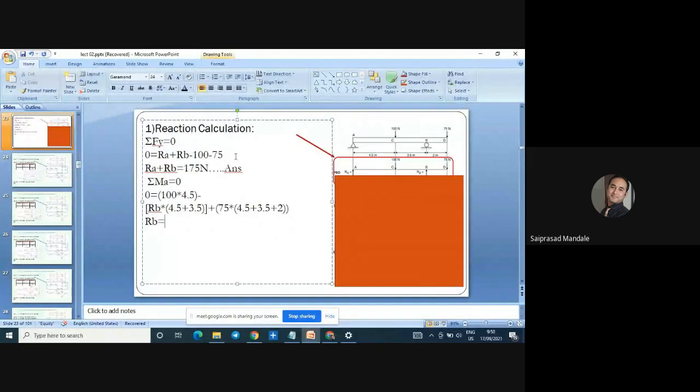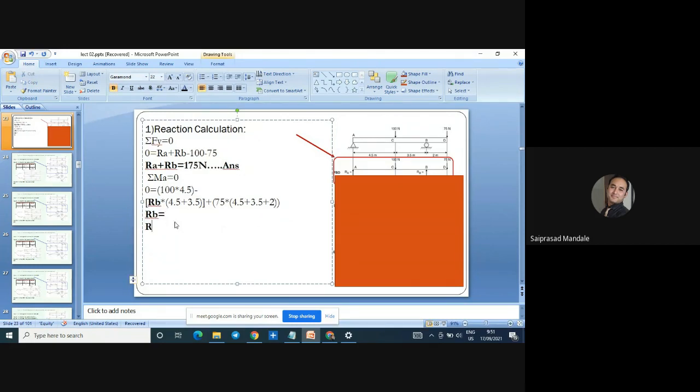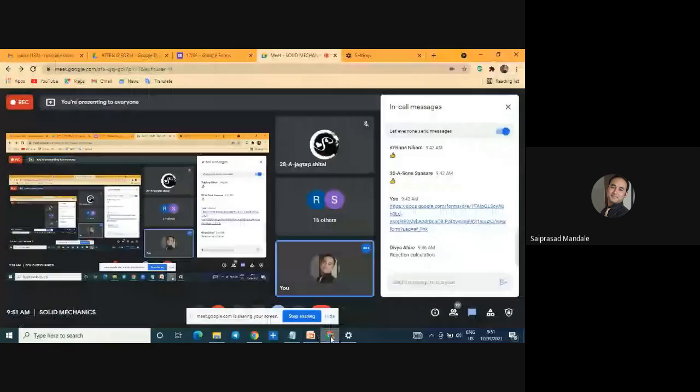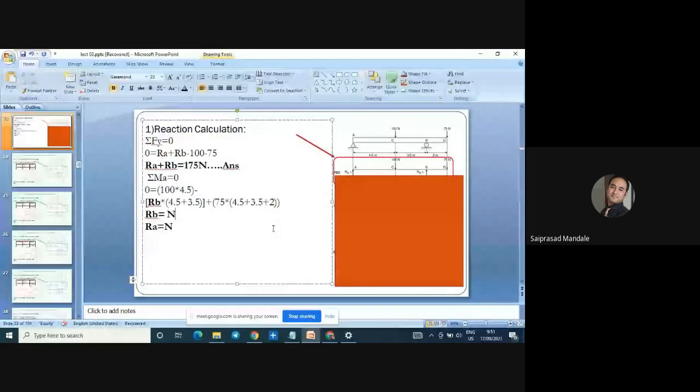I have this equation first. From this equation, I can calculate the value of RB. If you calculate the value of RB, it is easy for you to calculate the value of RA. Please everybody tell me the value of RA and RB, in Newton, fast.